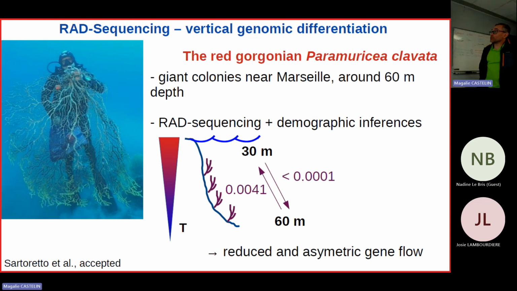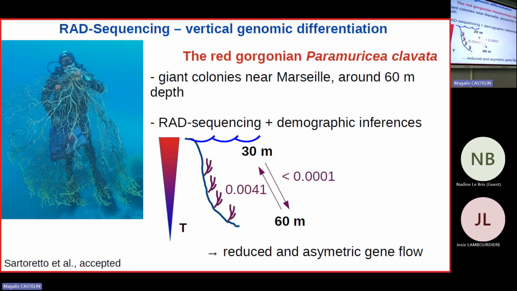And finally, I talked about estimating the exchanges among depths. We have not done this yet in red coral. That's what we want to do with Sarah, but we have done this on another species, the red gorgonian. Remember the gorgonian, which was 90% dead above 30 meters at the beginning. So near Marseille, in the Bay of Marseille, we have a very nice population of giant colonies.